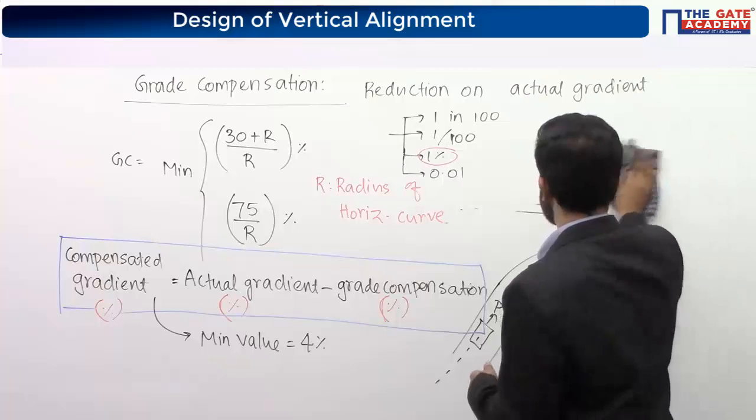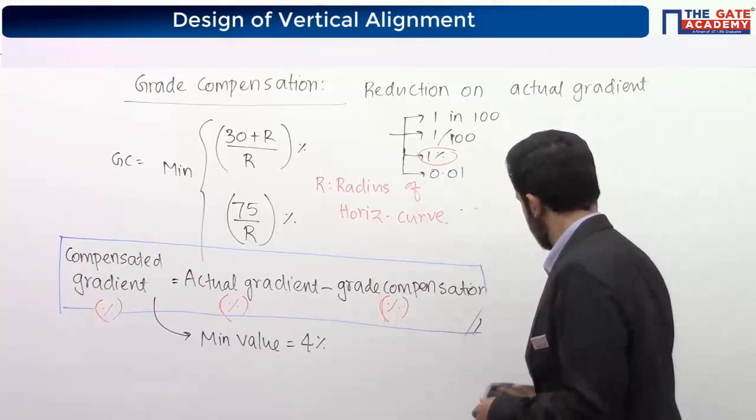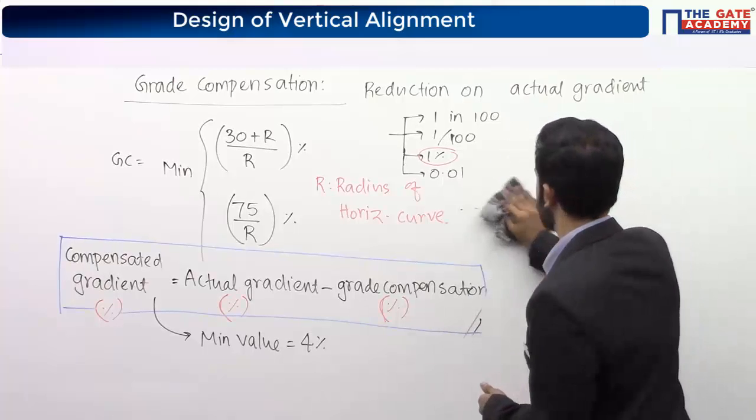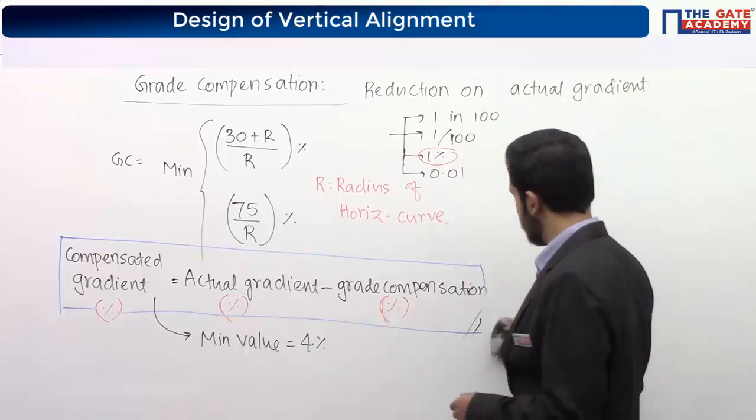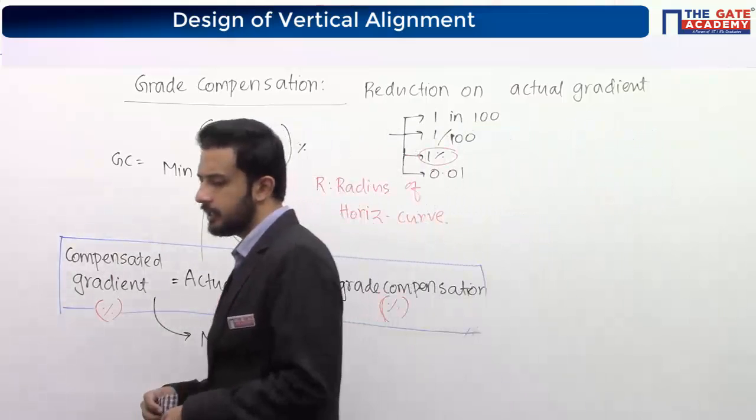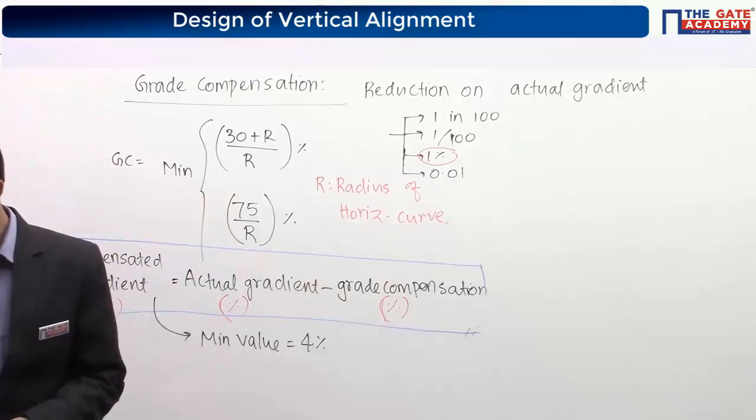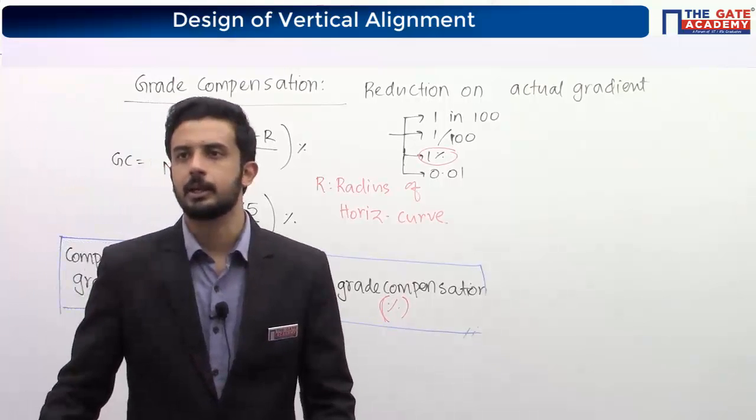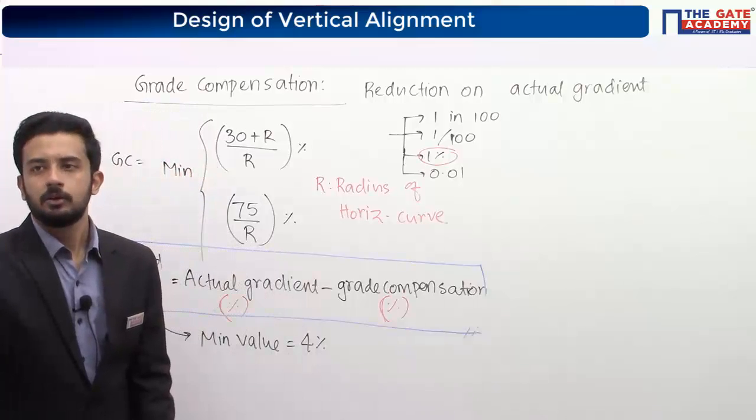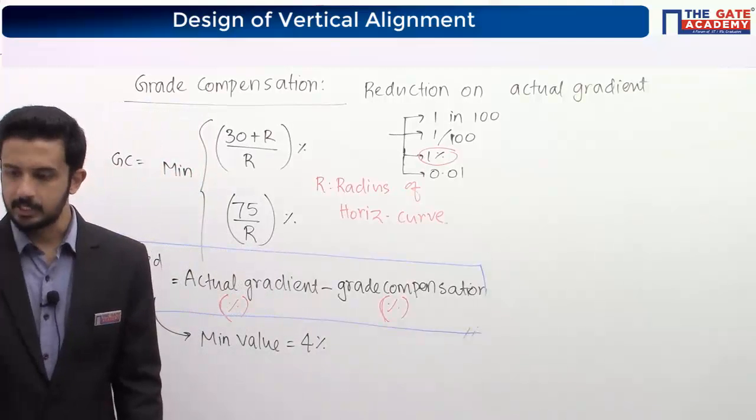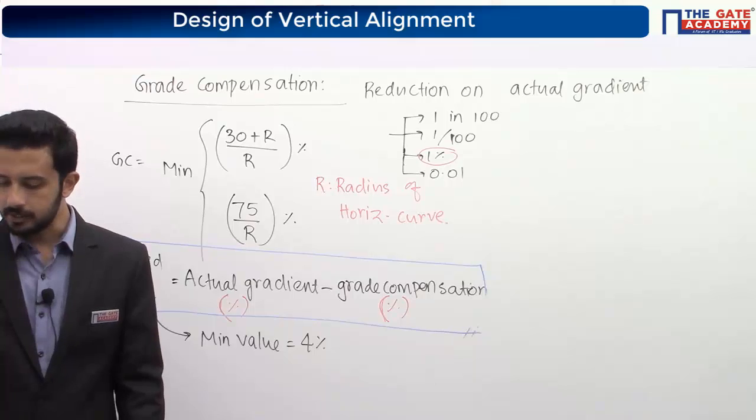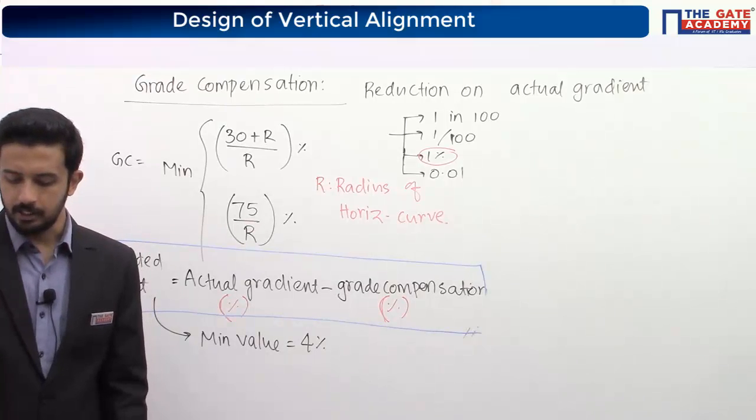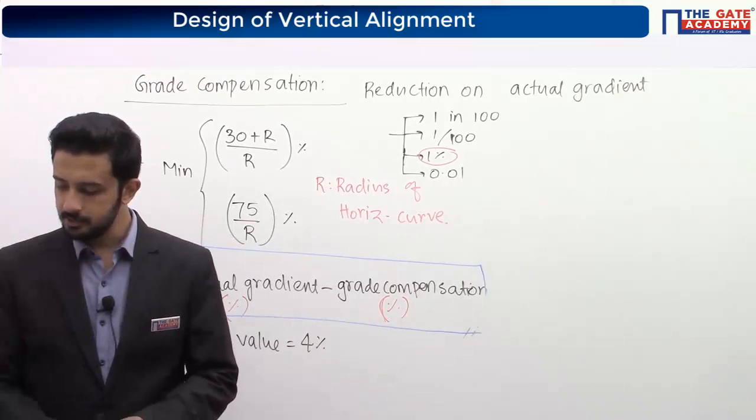Even if the concept is simple, there is a chance of making some tricky question. If the equations are very complicated, then they may not make tricky questions. But if the equation is very short, then they can easily make a tricky question. That's why. Okay, compensated gradient they are asking, not grade compensation. Always check what they are asking.